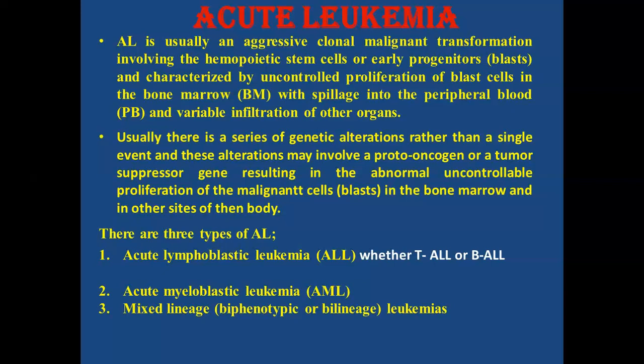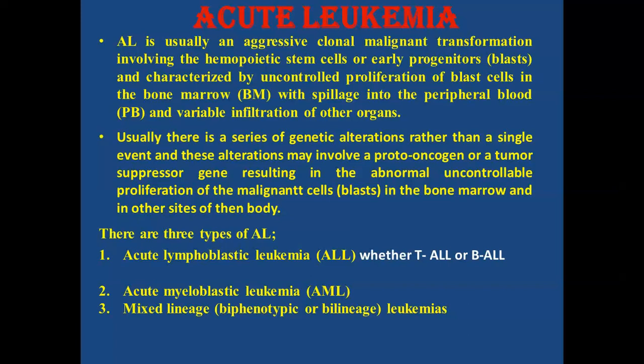Or it is acute myeloblastic leukemia, when the blast cell malignancy involves the myeloid series. So the two main types are acute lymphoblastic leukemia and acute myeloblastic leukemia. We have another type which results from a mixture of both the lymphoid series and the myeloid series. When we find two populations of malignant blast cells in the peripheral blood or in the bone marrow, we name it mixed lineage, biphenotypic or bilineage leukemia.